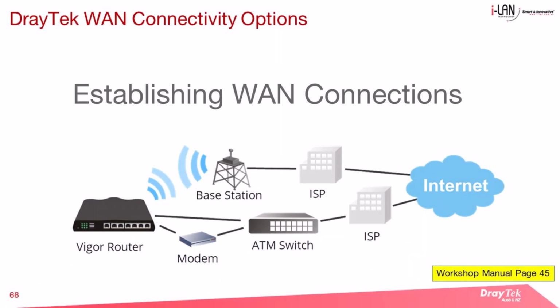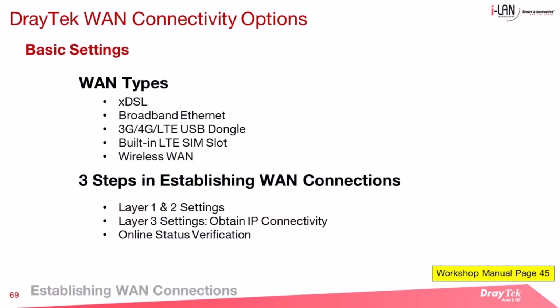All right, so now we'll briefly go over some details of what's involved in establishing WAN connections. This will help with troubleshooting, possibly with the Wi-Fi connection there as well. Okay, so as we covered previously, there's 5 different types of WAN connections. That's xDSL, broadband Ethernet, 3G, 4G, LTE USB dongles, built-in SIMs for LTE, and wireless WAN. For each of these, there's usually 3 steps involved in establishing WAN connections. First, there's the layer 2 settings, then layer 3 settings, followed by online status verification.